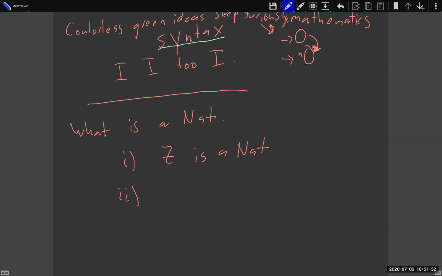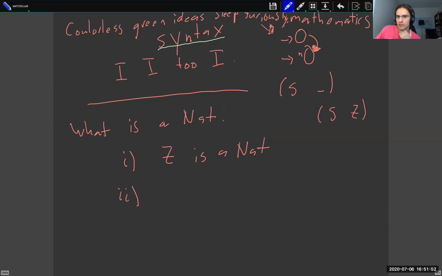Parentheses S blank close parentheses is not a nat until you define an argument. Oh, okay. So let's look at S of Z. S of Z is a nat, right? Why is it a nat? It's a nat because you have the parentheses on the left and then S and Z as the contents inside the parentheses. Yeah, so that's one thing. So if a nat isn't Z, then it has to be of the form S of something, right? Where you fill this something in with something.